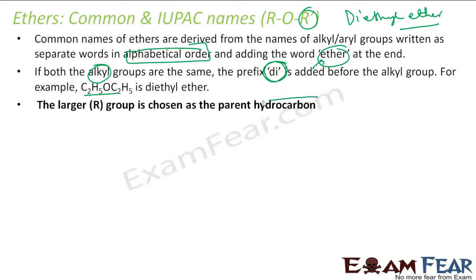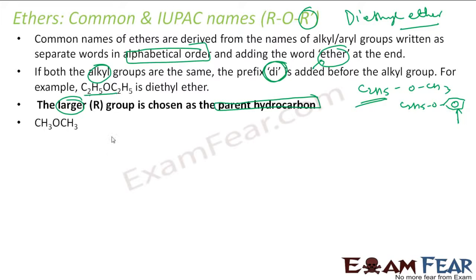And we have to find the parent hydrocarbon. I told you, the one with the largest number of carbons is the parent. For example, I have C2H5OCH3. In this case, this one has more carbon, so it is my parent. If I have C6H5O, this is a phenyl group with 6 carbons, and the other has 2 carbons, so this is my parent. You have to first pick the parent one and then the other one.